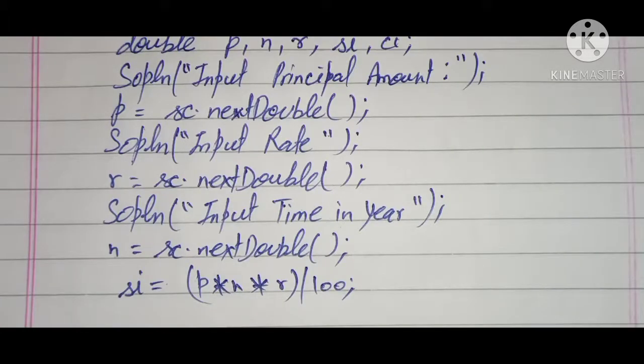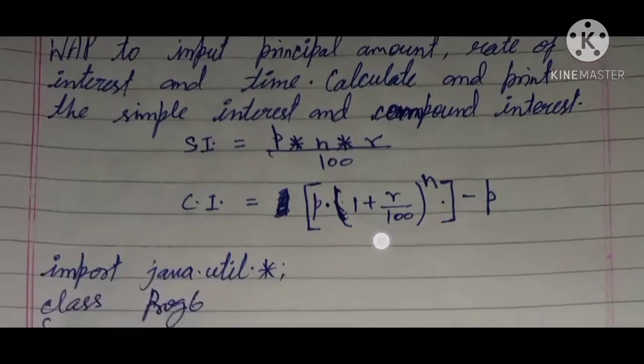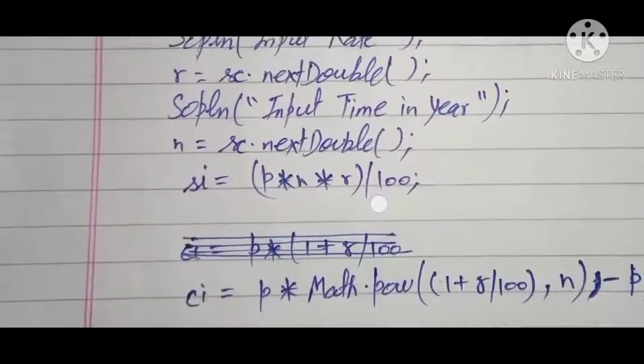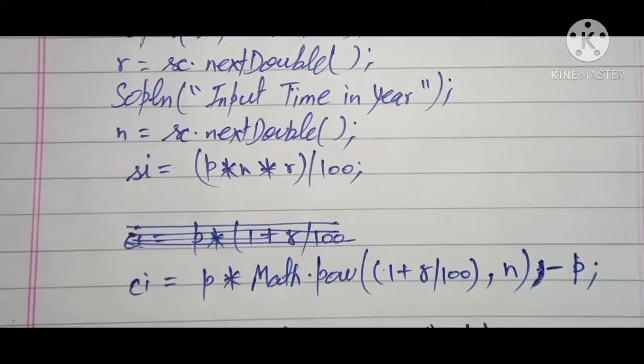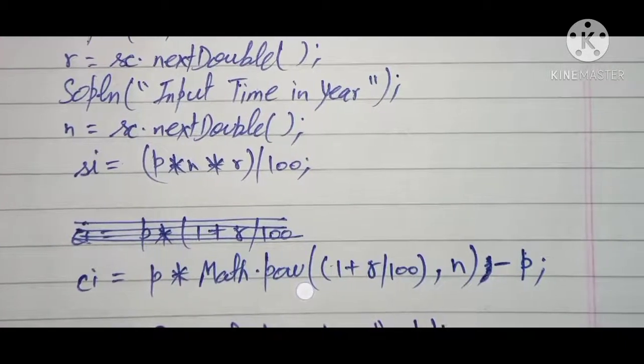After calculating the SI, it means simple interest, we have to calculate the CI. And you know the formula. This is the formula: P into (1 plus R by 100) whole to the power N and minus P. I have written that formula here in the respect of Java. This is the way: P into math.pow, and you all know about this math.pow.